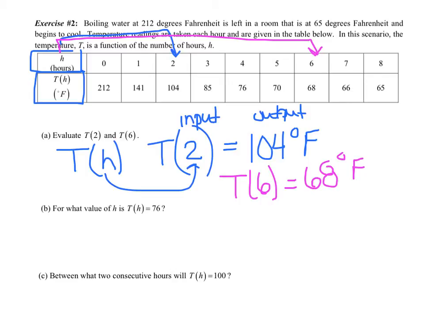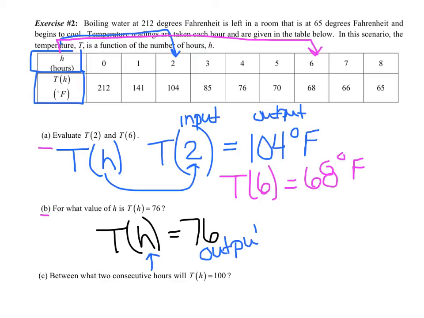Now B changes slightly. It says, for what value of H, so let's get that question in our notebook, for what value of H is T of H equal to 76? So your question is 76 the input or is 76 the output? Well, remember, the input is in parentheses, the output is what it's equal to. So this time they're telling you the output is 76. So I have to look at my output, which is like my Y value. So just like normal, what comes first in the table is X, the second is Y. So I'm going to go to that table and I'm going to look for an output of 76, and as I scroll through, it's right here. And the corresponding input would be 4. So I would say H equals 4.